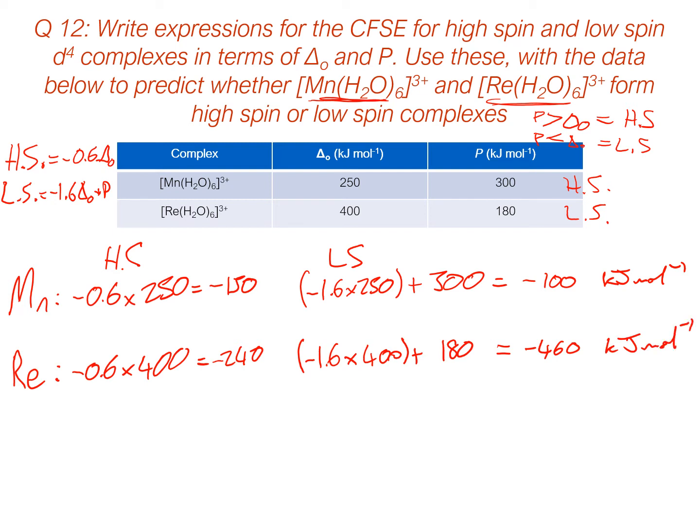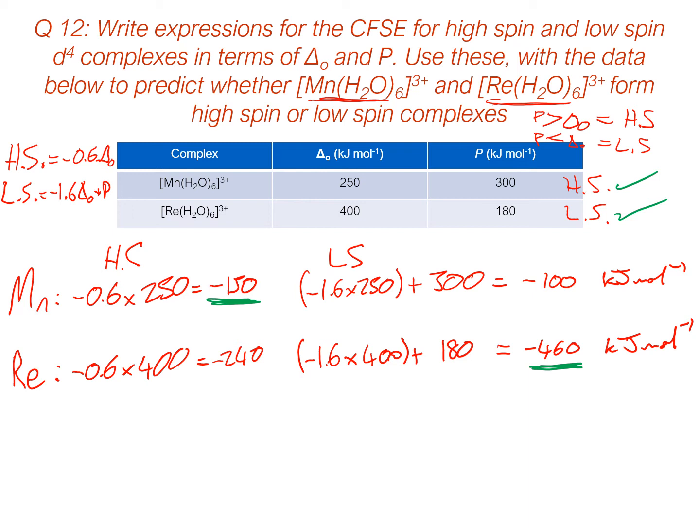So now, since it's a stabilization energy, we're just looking for the lowest energy. Like the lowest energy is the most stable configuration. So for manganese, we can see that minus 150 is lower than minus 100. So therefore, manganese does indeed favour the high spin complex. And for rhenium, minus 460 is much lower than minus 240. So for that case, for rhenium, the low spin complex is much more stable.